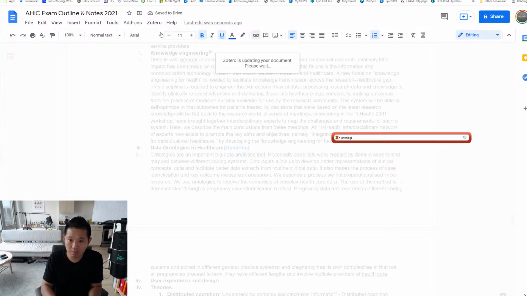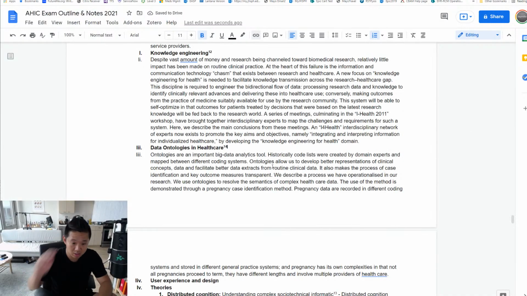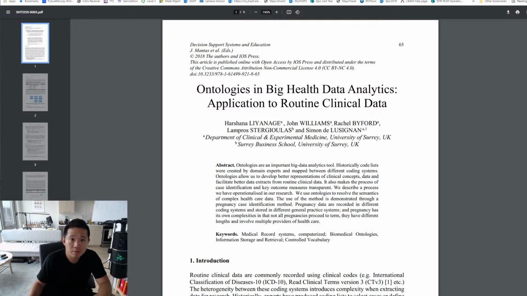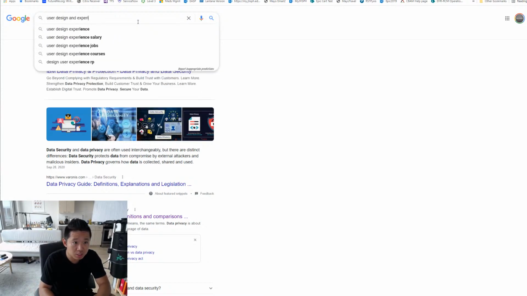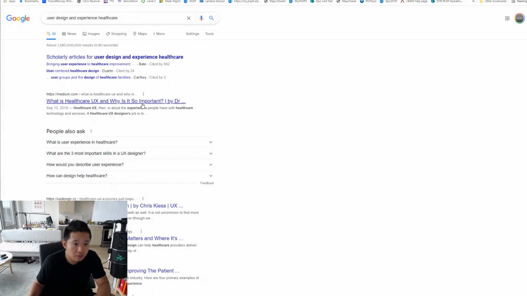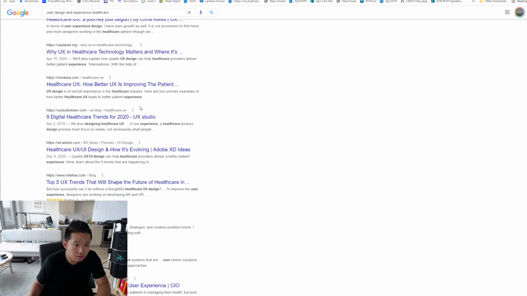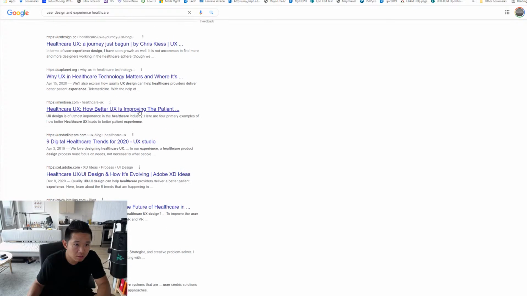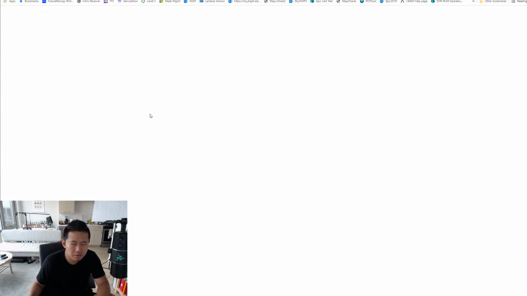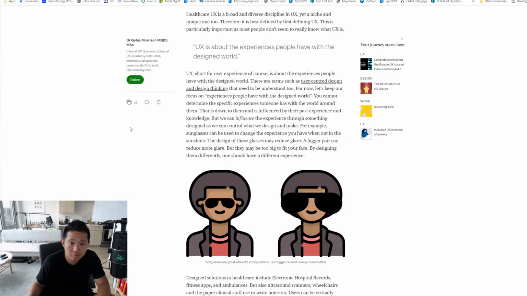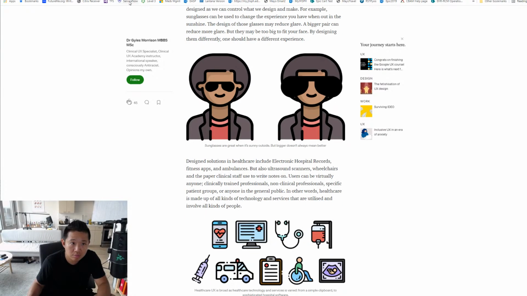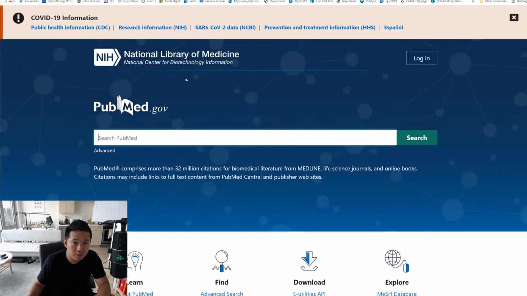Oh man, it's at the 30-minute mark. Moving too slow. Cool. The last one should be user design and experience. We'll find one more for that. Close these out. User design and experience. Let's do healthcare. Medium blog. No, I want another cited article or something. User design and experience health.